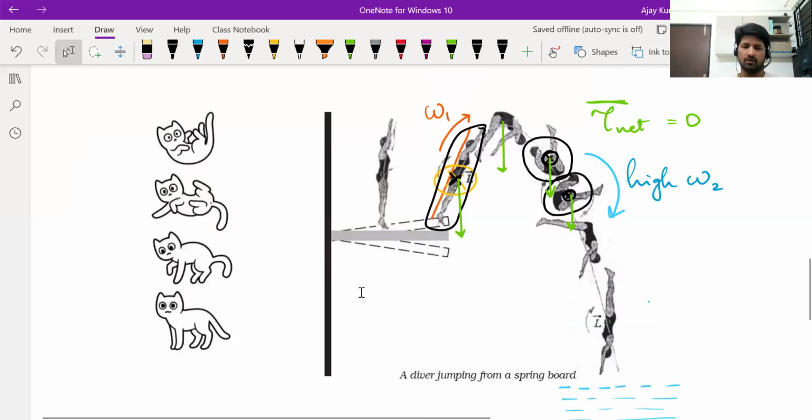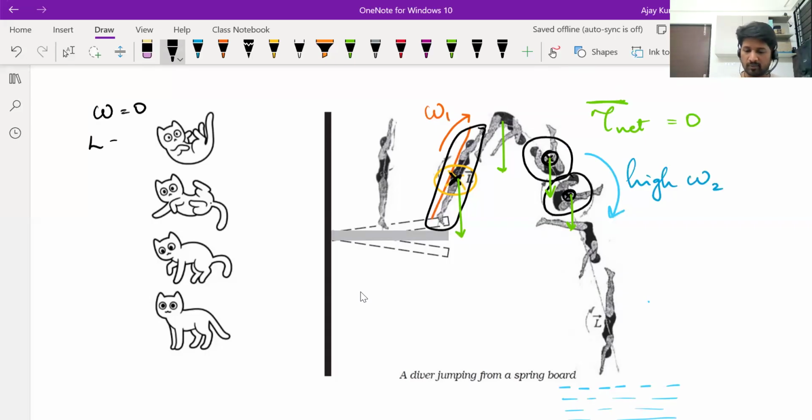When the cat just falls off, its omega is 0. It's not rotating. Let's say it's just falling. It didn't start rotating yet. Omega is 0. That means its angular momentum is 0. About its center of gravity, the angular momentum is 0.